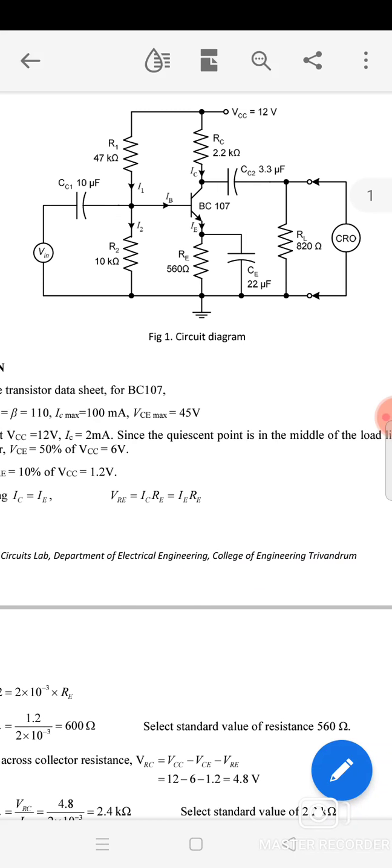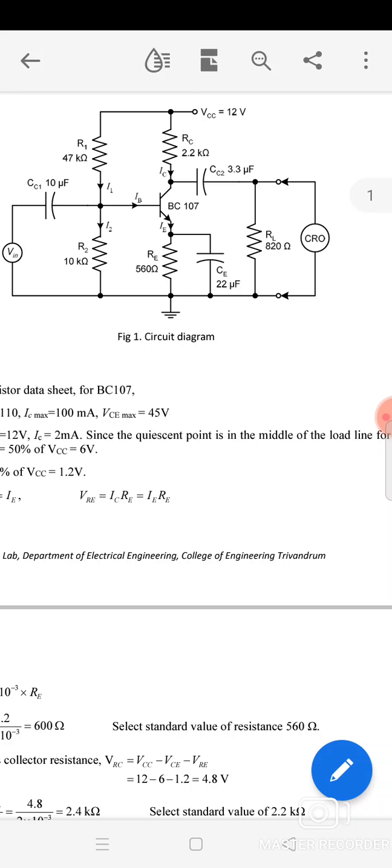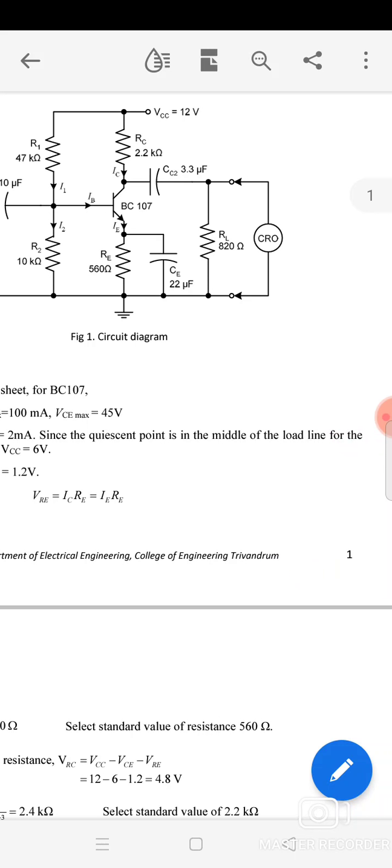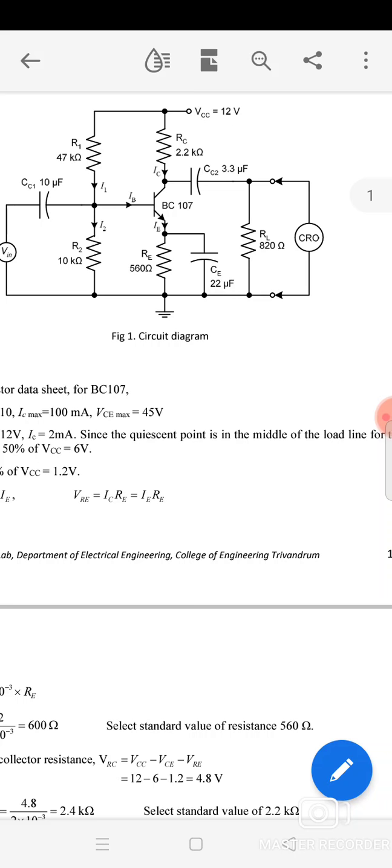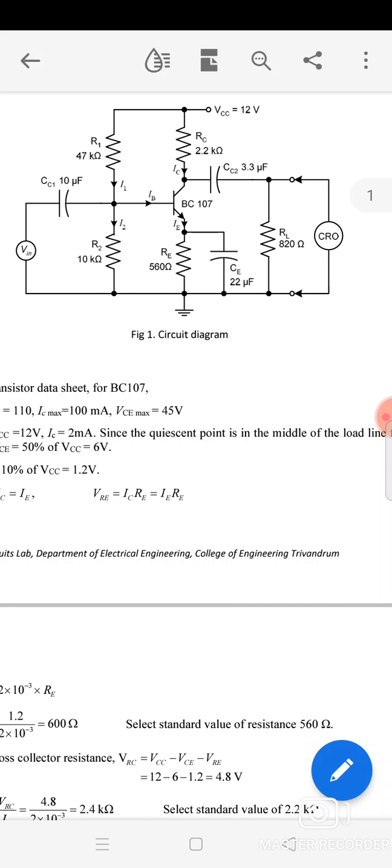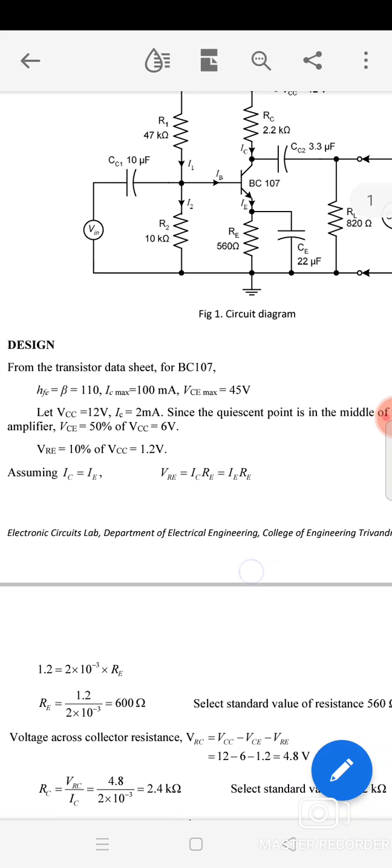At that point, in that amplifier output, we expect good, faithful amplification. We will expect that operating point in the graph. And VC is equal to 50% of VCC, that is equal to 6 volts. The VCC given is 12 volts, but the VC value is 50% of VCC.